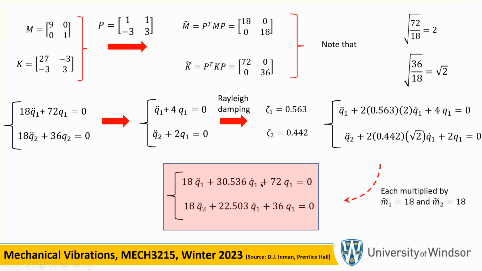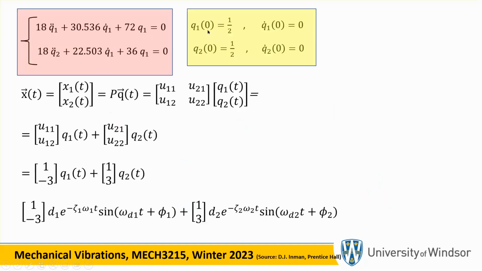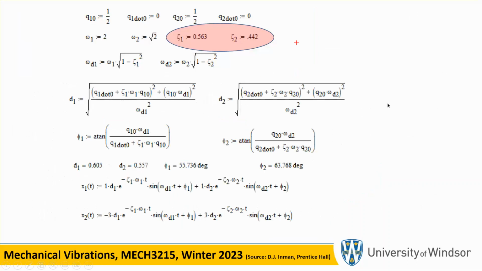And this box, once again, comes from exactly this expression, except I multiply both sides by 18, m1. In this case, both m1 tilde and m2 tilde are the same, 18, so you get this. And find the initial condition. Nothing changed from the previous case. This is exactly the slide from the previous example.